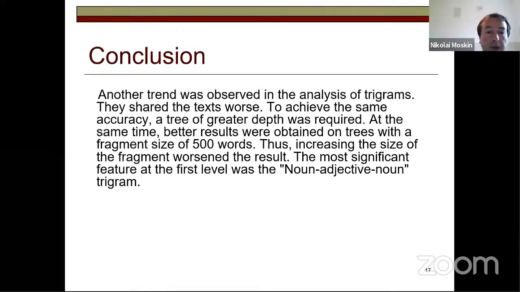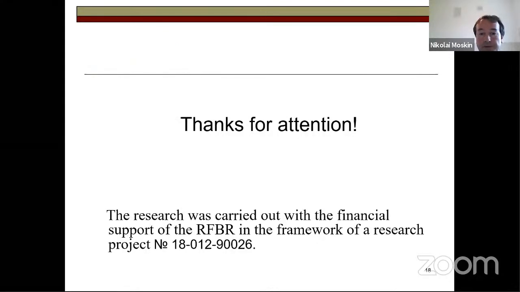The final slide. Another trend was observed in the analysis of trigrams. We get such a conclusion: to achieve the same accuracy, a tree of greater depth was required. At the same time, better results were obtained on trees with a fragment size of 500 words, thus increasing the size of the fragment worsened the result. The most significant feature at the first level was the trigram noun, adjective-noun. Thanks for attention.